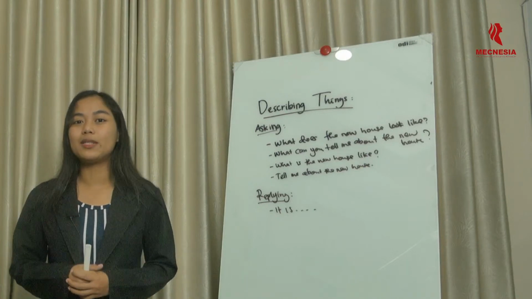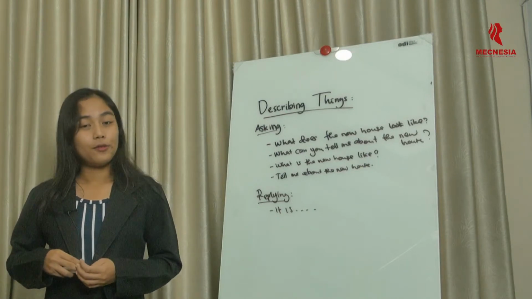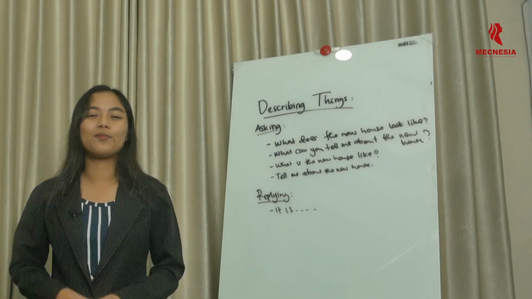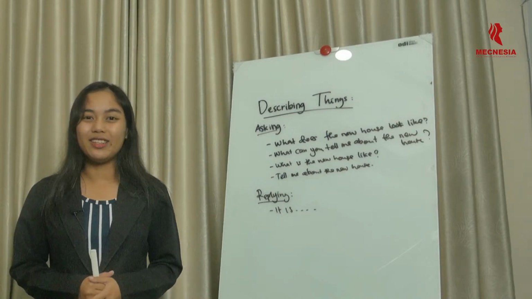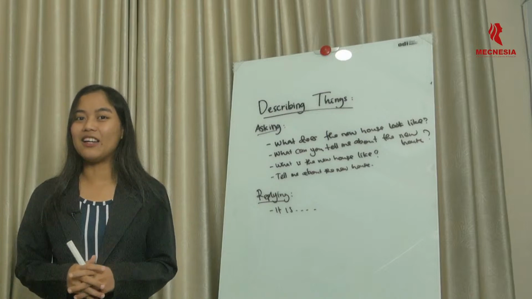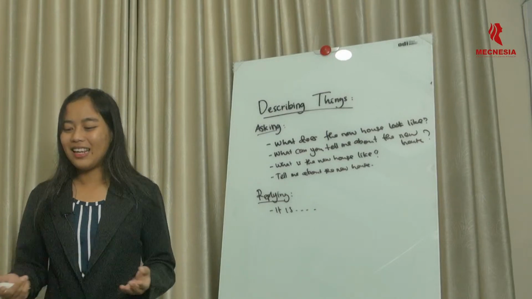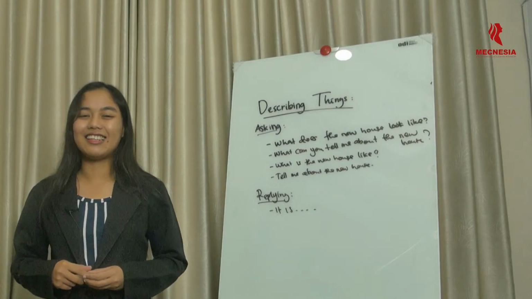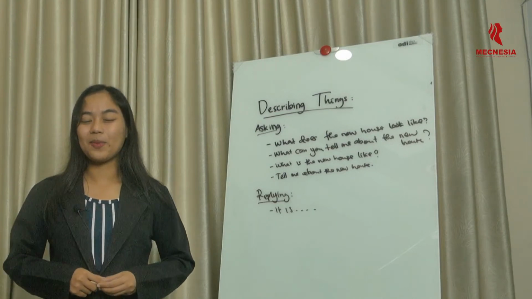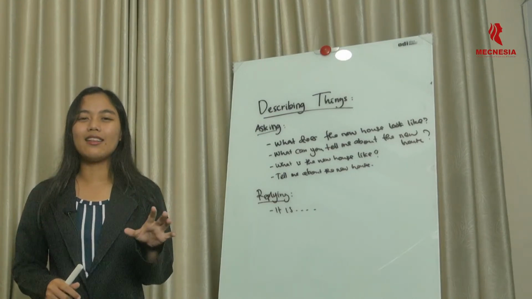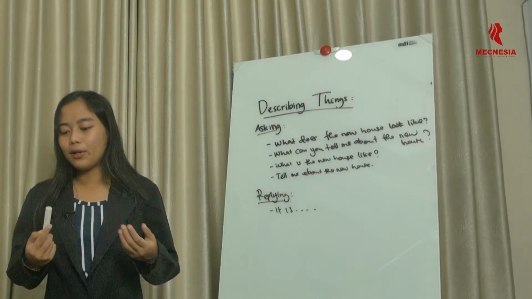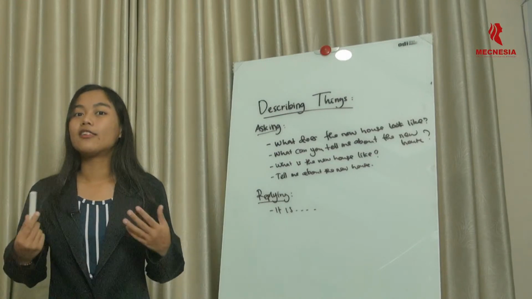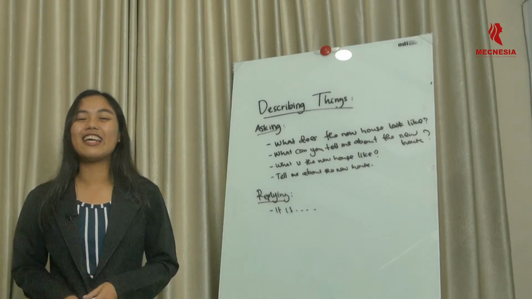Next, you can describe the material. Selanjutnya kalian bisa deskripsikan bahannya. First, we have wood. Let's say it with me. Wood. Yang digunakan untuk mendeskripsikan benda yang terbuat dari kayu. Next, we have glass. Glass digunakan untuk benda yang terbuat dari kaca. Next, we have concrete. Let's say it. Concrete.